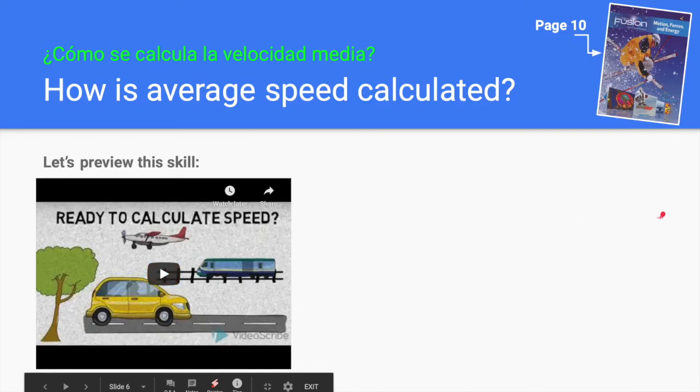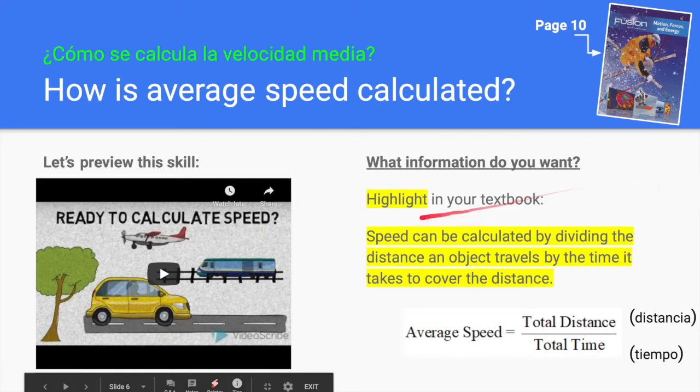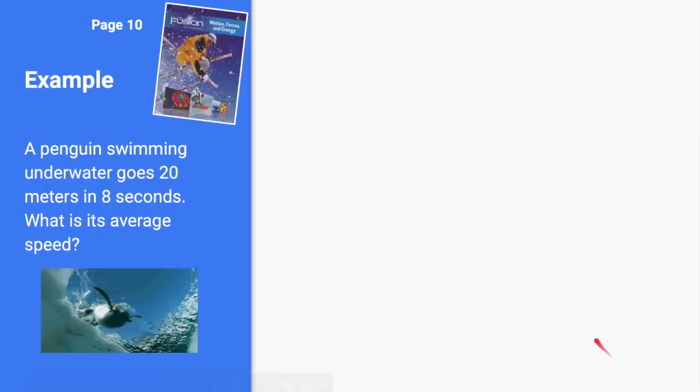Alrighty friends, so as you might have caught in that video, speed can be calculated by dividing the distance an object travels by the time it takes to cover the distance. So our equation for average speed down here says average speed equals total distance divided by total time. Now you might see this abbreviated where average speed will just be an S and total distance will be represented by a D and total time will be represented by just the letter T. Okay, now remember we're on page 10, we're going to take a look at our example.